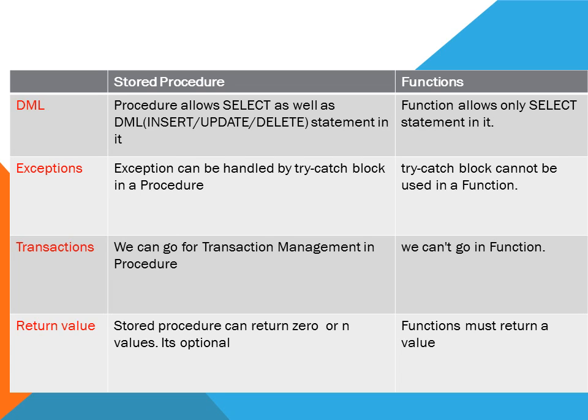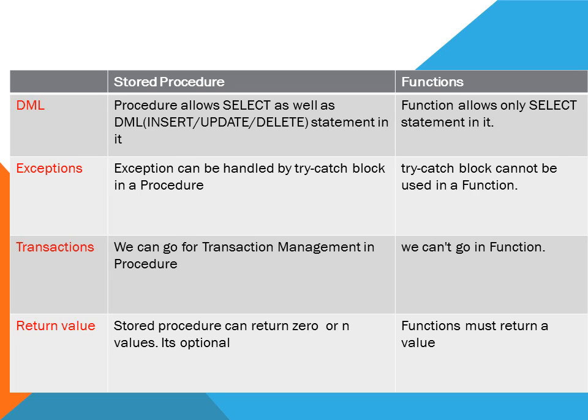Exception handling. Exceptions can be handled by a try-catch block in a stored procedure, whereas in functions a try-catch block cannot be used. Transactions. We can go for transaction management in stored procedures, whereas it's not possible in functions.